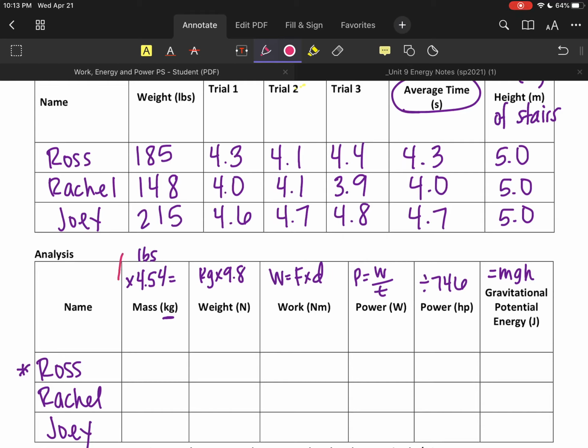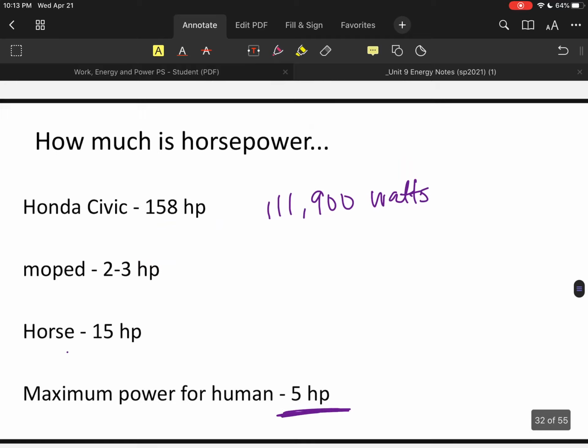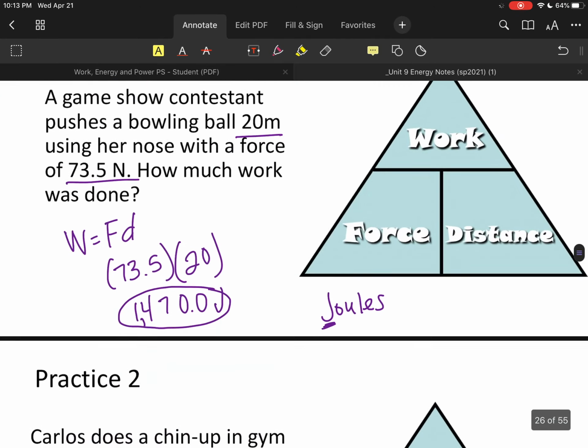You're just going to convert your mass by multiplying your pounds times 4.54. So I'm going to say 185 times 4.54. Hang on, that doesn't seem quite right. I think I'm a decimal off. Let me double check. Sorry.